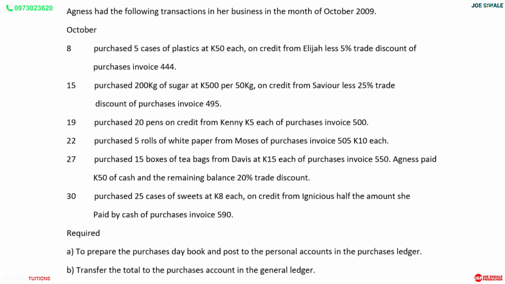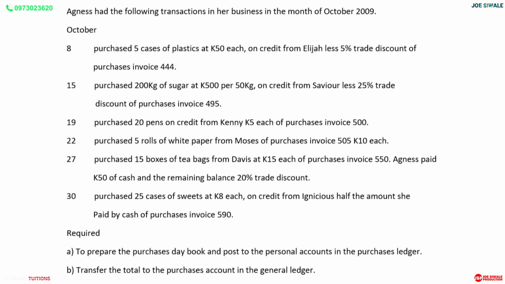175, and we have been told that the remaining amount, which is 175, we have to charge a 20% trade discount. So we're going to say 20% of 175, and our answer is going to be 35. That means we also need to subtract the 35 kwacha from 175 kwacha. So the amount that we're going to record there as our final amount is going to be 140.